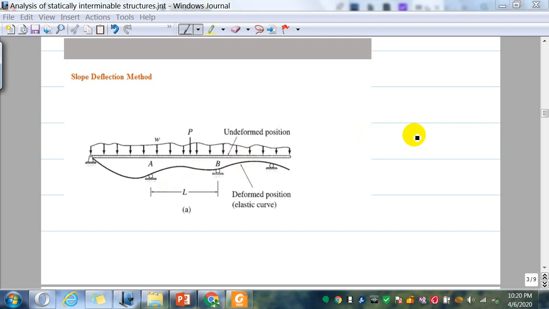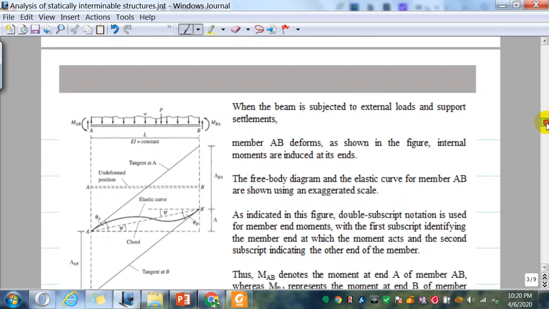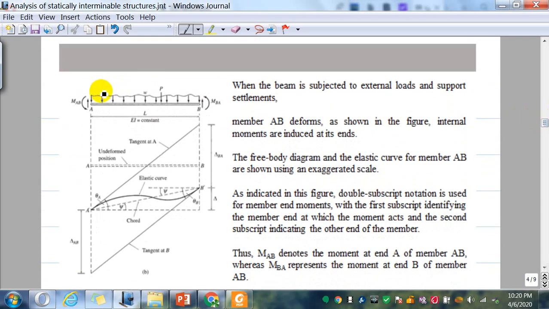So now if we take a small segment of this, then we can define that small segment using this sort of a setup. Here you can see that there is a support A, a support B, and MAB and MBA. Since this is AB, MAB and MBA are counterclockwise moments, with a uniformly distributed load and a point load, and the length L. And if we consider EI to be constant, that is, flexural rigidity EI is constant.